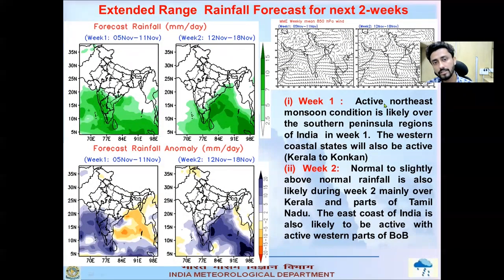Now let's talk about the extended range rainfall forecast for the next 2 weeks. As I already mentioned, over the Arabian Sea an active system is there, due to which you can clearly see that the western coast of India is going to receive a good amount of rainfall. And if you look at the anomaly plot with respect to the long period average, you can clearly see that the western coast of India receives a positive rainfall anomaly. Whereas in week 2, we are expecting another system to form over the Bay of Bengal, due to which we are expecting a good amount of rainfall on the eastern coast of India. You can clearly see this through this figure.